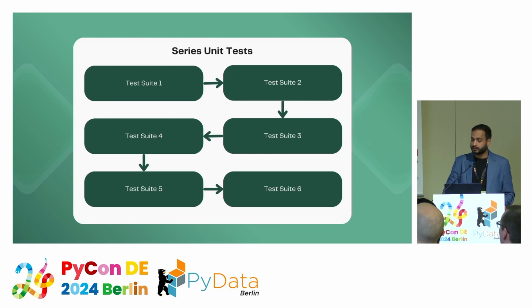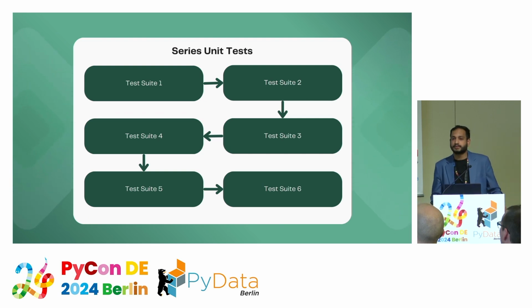So coming to series unit test, this is a sample of how unit tests are executed in the majority of applications around the world. There are different test suites. They execute one by one, and most of the flaky tests are because of this as well. So they all depend on each other for completing their executions, and all of them are executed in series. So the time taken is the sum of all of these test suites.